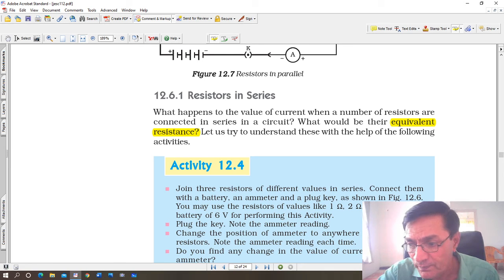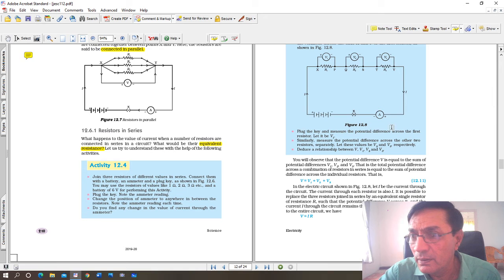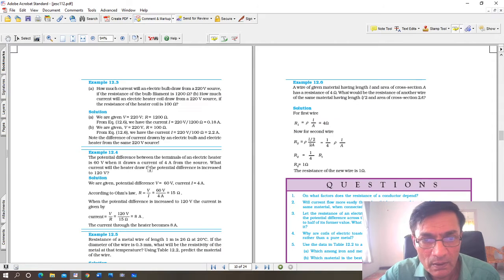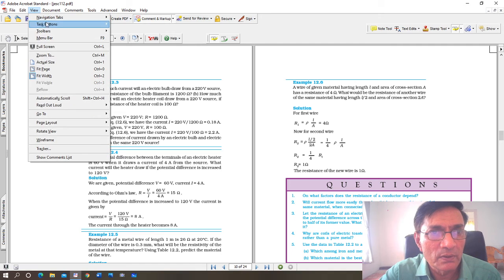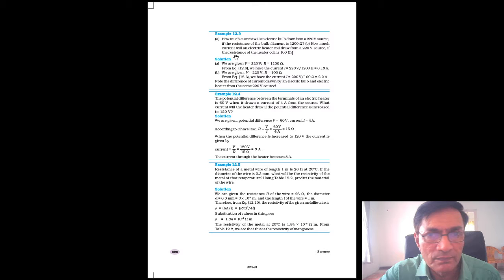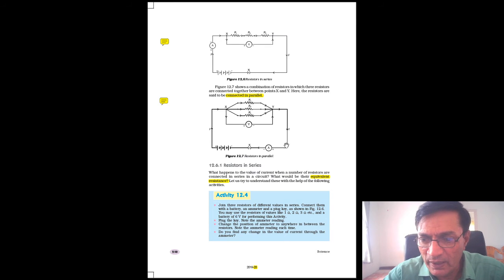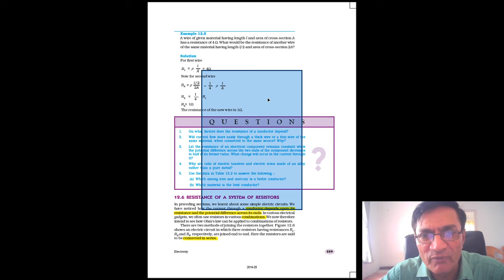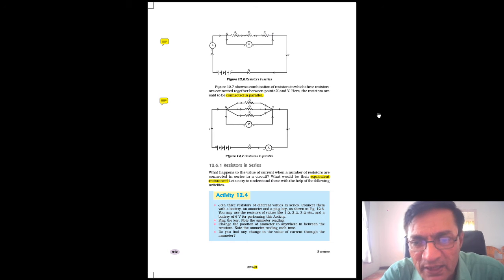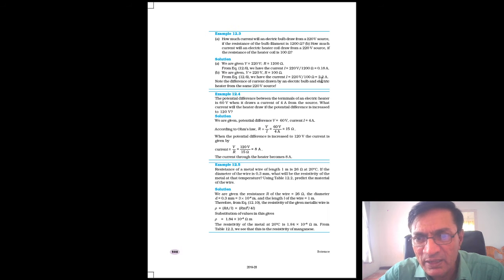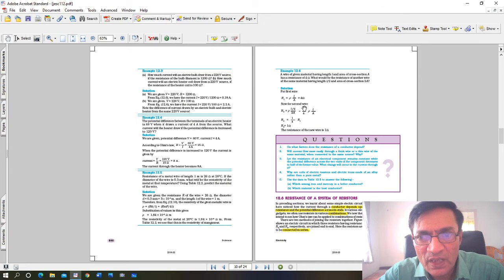Alright. Now, see. Just to show here, okay. If you look at this carefully, resistors in series. What happens to the value of current when the number of resistors is connected in a circuit? What would the equivalent resistance be like? Okay, in this case, the equivalent resistance would become slightly different, obviously.